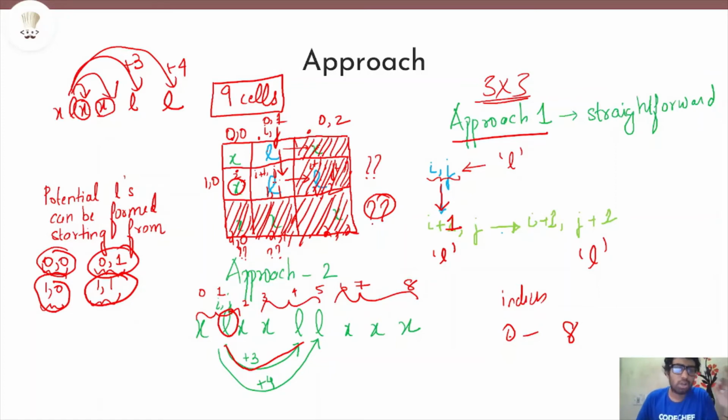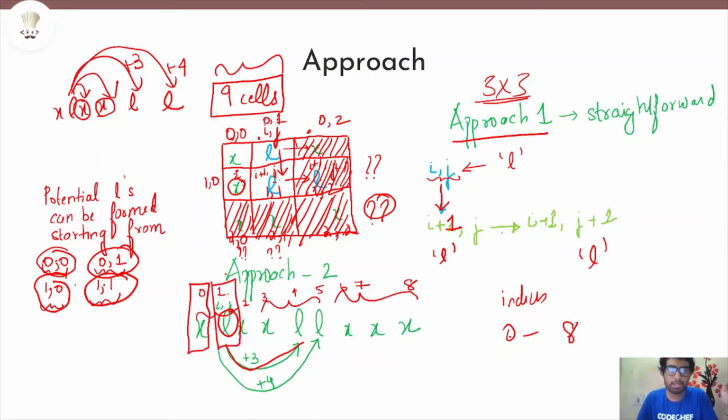So it is sufficient to process these 4 indices in my approach 2 and check if there is an L that can be formed, because we have only 9 cells here, given 3 into 3. So it is sufficient to check these 4 indices that I have not colored, basically 0, 0, 0, 1, 1, 0, 1, 1. But now since we are flattening the grid like this, 0, 0 is nothing but index 0, because the first element will also be at the starting here. Now my 0, 1 will be at the index 1 here.